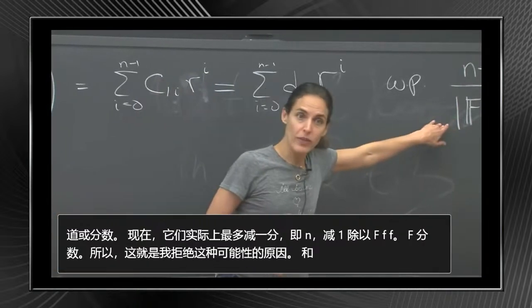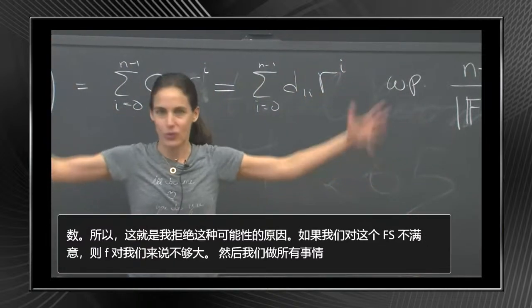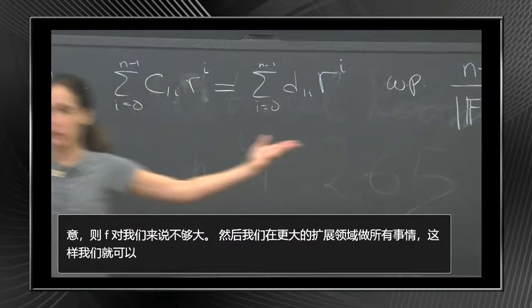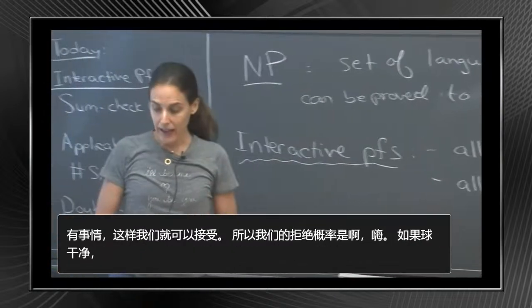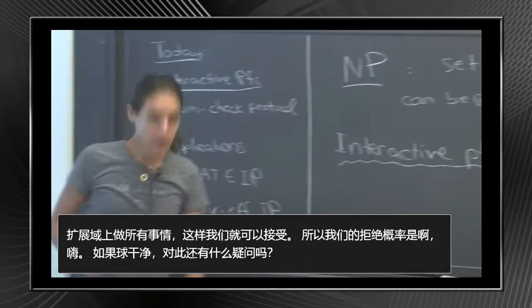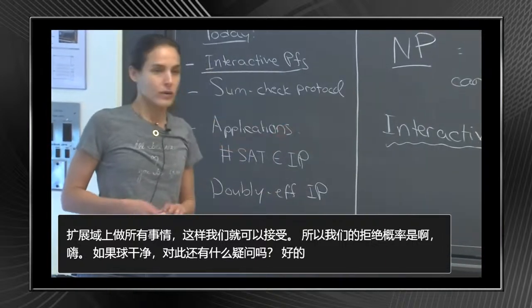And if we're not happy with this, if F is not big enough for us, then we do everything over a bigger extension field. So our rejection probability will be high if the claim is false. Any questions about this?